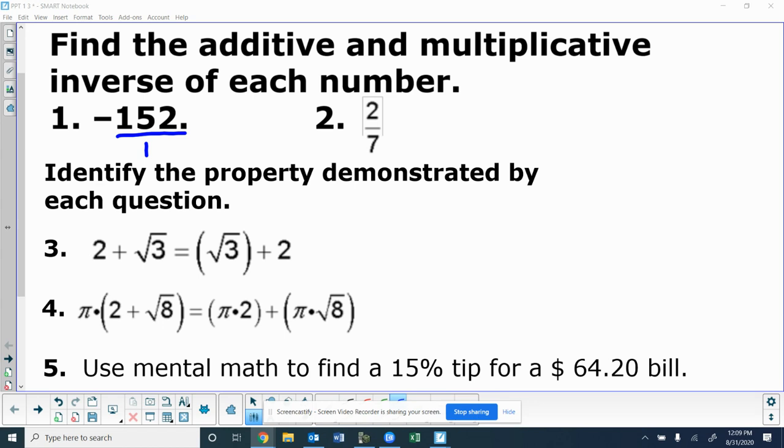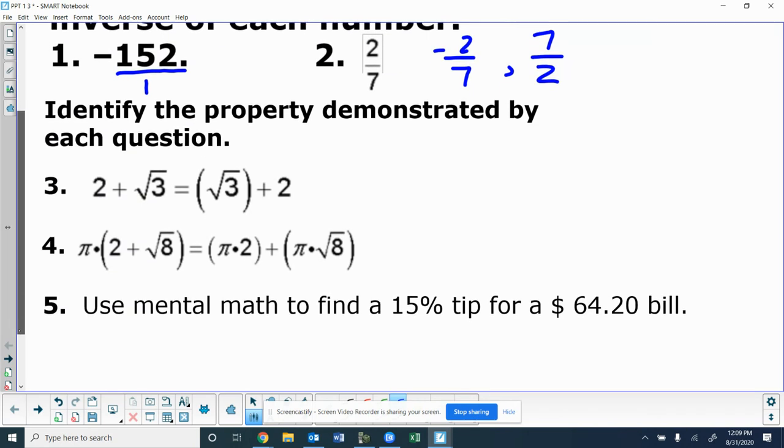Okay, so if you have a whole number like this, or integer, actually an integer because it's negative, you could put it over 1 to think about its reciprocal. So the multiplicative inverse would have been 1 over negative 152. Additive inverse, opposite, negative 2/7. And reciprocal or multiplicative inverse, flip it, positive 7/2.